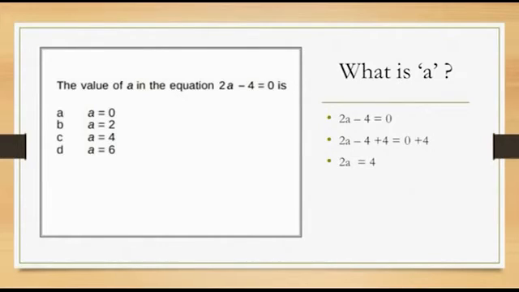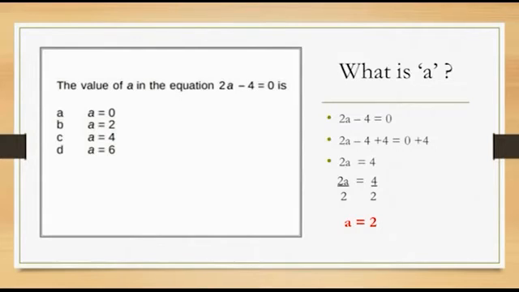If I took it away and added it back, nothing has changed. And then 0 plus 4 gives me 4. So 2a equals 4. What is being done to the a? It's being multiplied by 2, and I want to undo that by dividing by 2. And you know how that works now. So 2a divided by 2 gives me a, and 4 divided by 2 gives me 2. So for this equation to be true, a equals 2 would work.